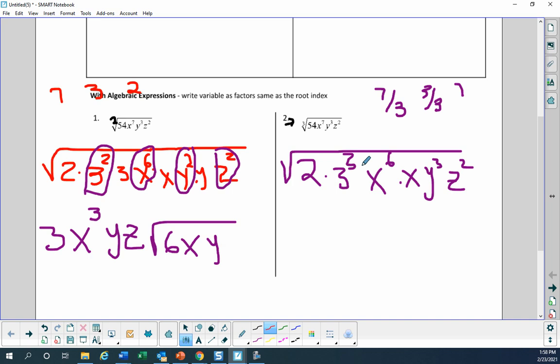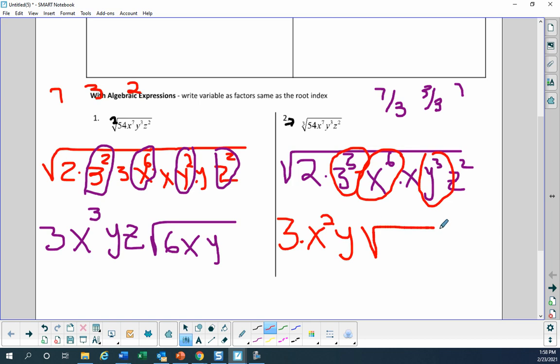Because it's too small. So what can come out? This can come out as x to the power of 2, because 6 divided by 3 is 2, and this can come out, right? So what comes out is 3 times x squared times y. What stays inside is 1, 2, x, and z squared. Okay? So you have to practice in order to get this.